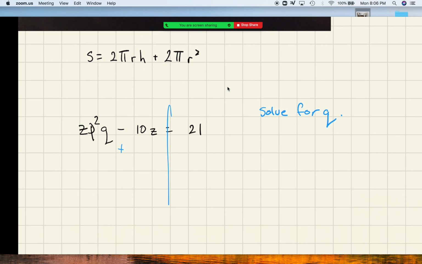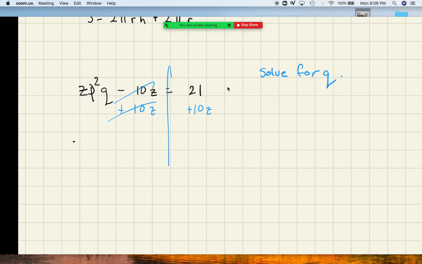We would add 10z to both sides. This doesn't have a z, so we can't combine anything. Those cancel out because we have the minus and the plus, and they're exactly the same otherwise. So negative 10z plus 10z cancels out. And then we would have z p squared q equals 21 plus 10z, because we can't add those together, since one has a z and one doesn't.